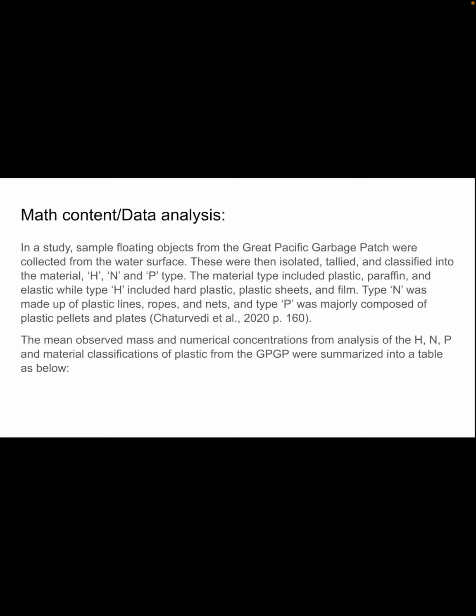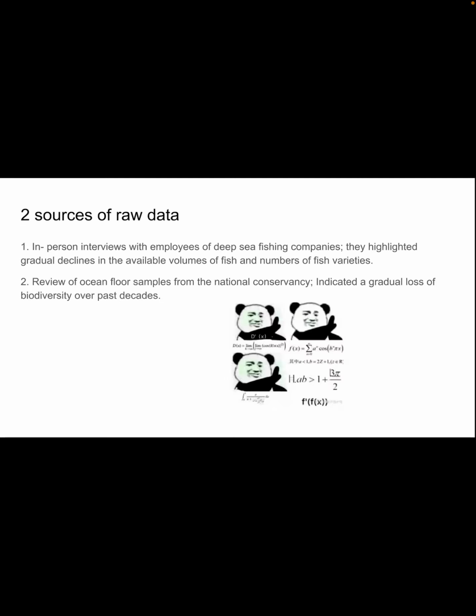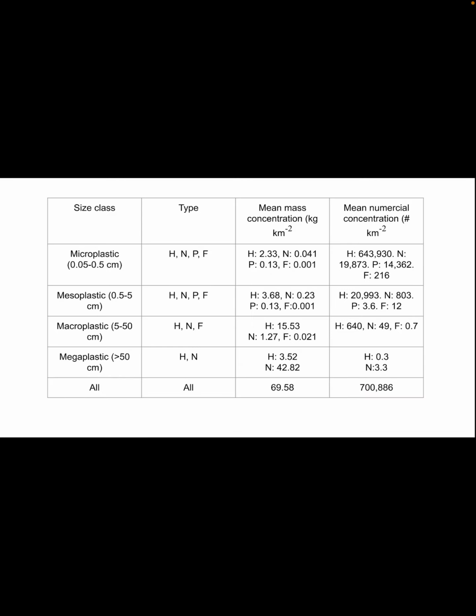pellets and plates. The main observed mass and numerical concentrations from analysis of the HNMP and material classifications of plastic from the Great Pacific Garbage Patch were summarized into a table as below. So this is the table I was talking about. More information will be shown in the report.